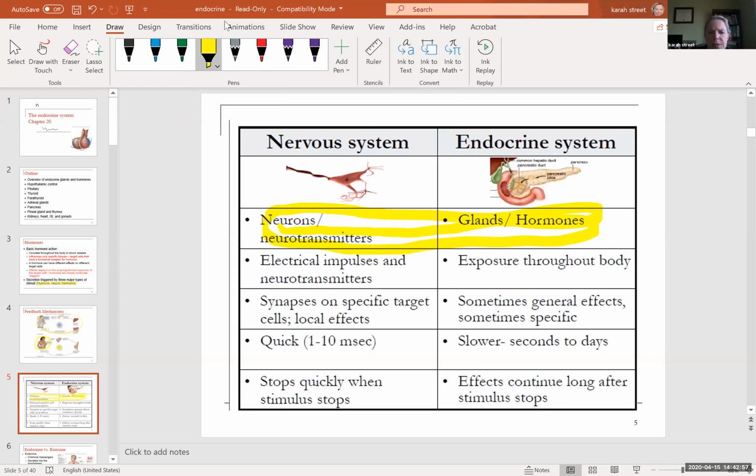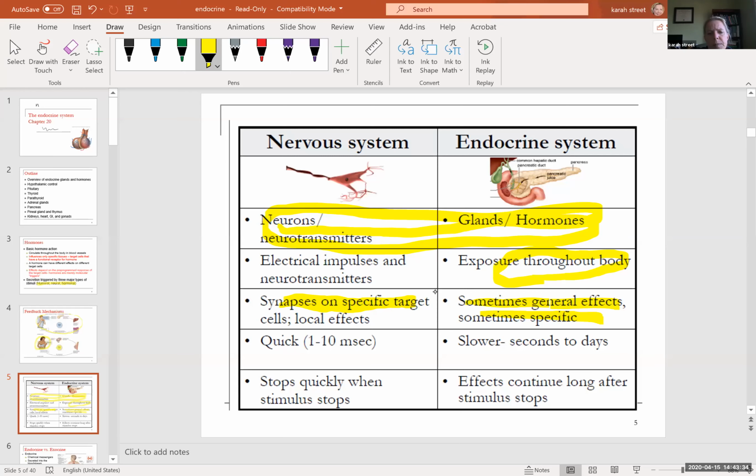I guess the next thing is, where are they released? So for neurotransmitters, they are released into the synaptic cleft. They diffuse a short distance and they target an immediate cell on the other side of that neuron. Right, we say neurons synapse on their effectors. But for endocrine glands, they release their chemical signal into the bloodstream, and that means it goes throughout the body.